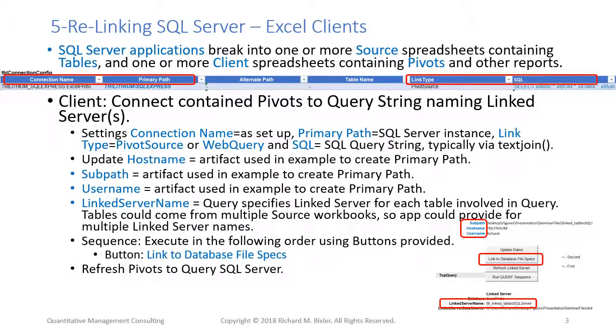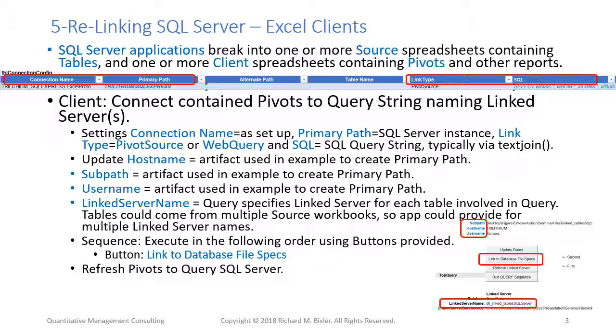Referring to table fields and highlighted value names on this slide, all these Excel sheet values and table fields are the same as those described on the previous slide, including connection name, primary path, alternate path, table name, link type, SQL, host name, subpath, username, linked server name, and linked server data source. Field SQL is about to become more important.